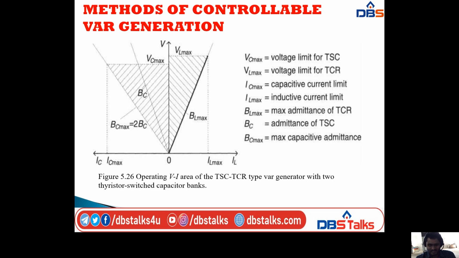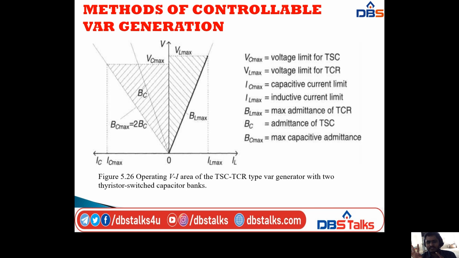In this arrangement, I am taking the VI characteristics. On the y axis I am taking the voltage, and on the x axis I am taking the currents, the capacitor current and the inductor current. The capacitor current I am taking on the left side, and the inductor current on the right side. In the middle we have the voltage, and from the middle I am indicating zero.